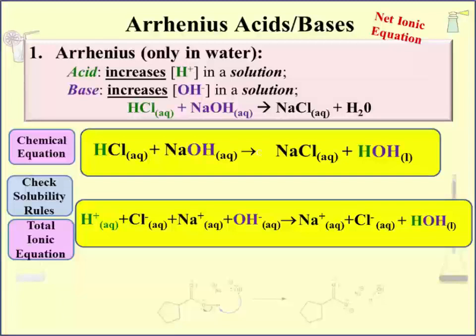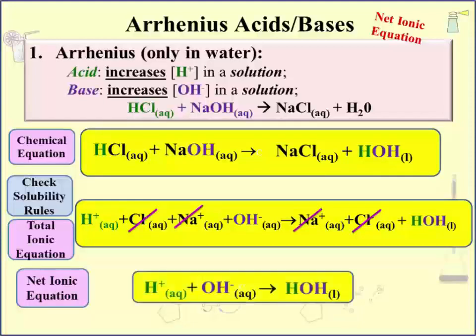Now, cross out spectator ions. These are ions that are the same on both sides of the equation. The chlorides are unchanged and are therefore spectators. Same goes with the sodiums. The last step is to write out the net ionic equation. Do not include spectator ions. Our neutralization reaction reduces down to the hydrogen ion plus the hydroxide ion, forming water. This is the heart of an Arrhenius acid-base reaction and follows straight from the definition.